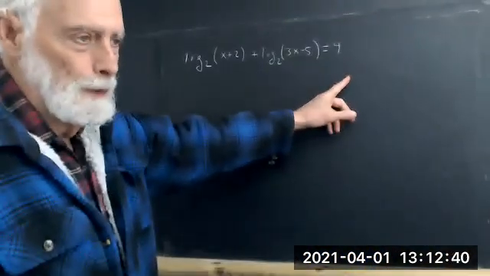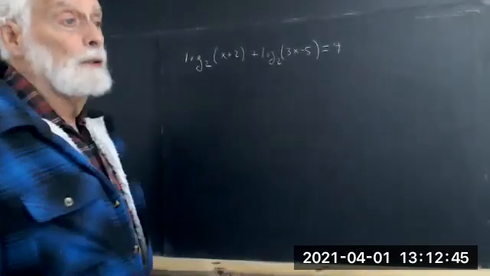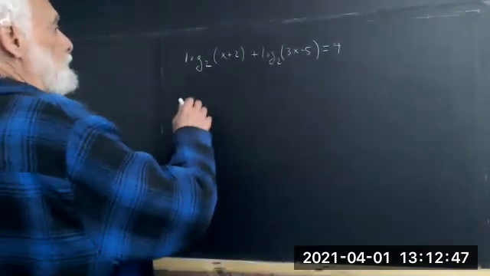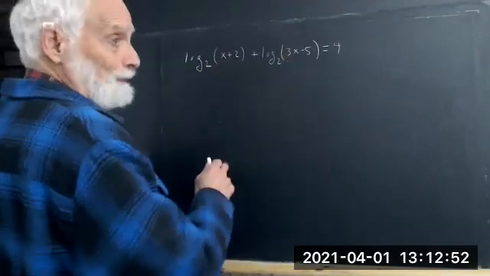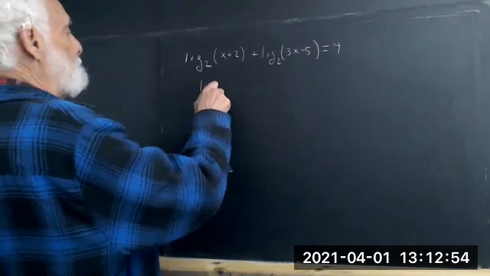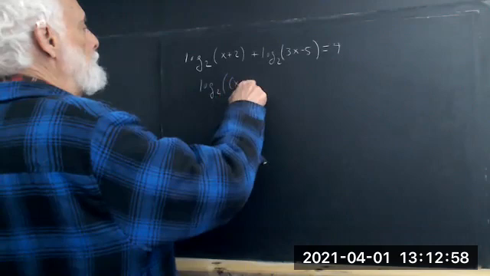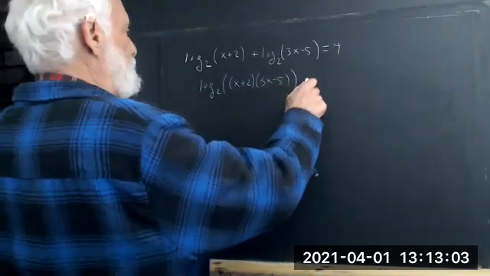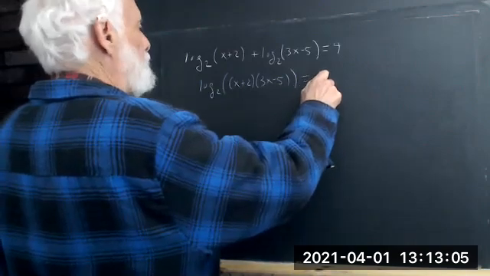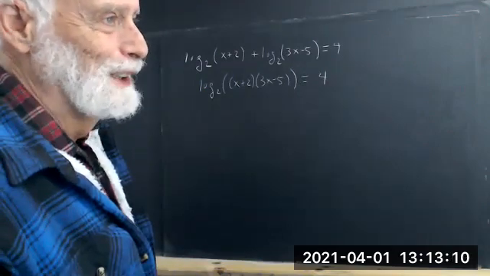Okay, now here's the equation. We want to solve this equation. So we use the rules that we have, and I'm not going to quote the rules this time. Just log of this plus a log of this equals a log of this times this. So this tells me log base 2 of the quantity x plus 2 times 3x minus 5 equals 4. Well, that was easy.